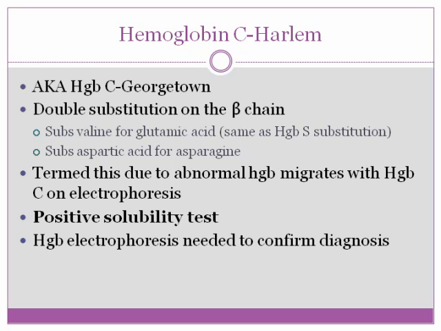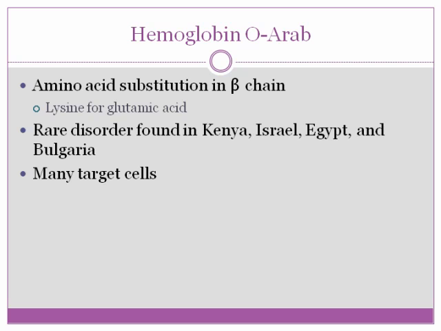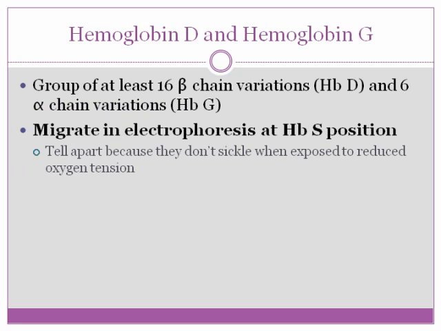Now, I had said whenever you have hemoglobin S, you're going to have a positive solubility test. Well, there's not exactly hemoglobin S here. This is a combination, but because it has the exact same amino acid substitution as hemoglobin S, that's why the solubility test has come up positive. Another hemoglobinopathy is hemoglobin E. Again, negative hemoglobin solubility test. This one is dominantly found in Southeast Asia. There's hemoglobin O Arab. Lysine for glutamic acid is the amino acid substitution found in Kenya, Israel, Egypt, and so on. Again, many target cells because it is still a hemoglobinopathy.